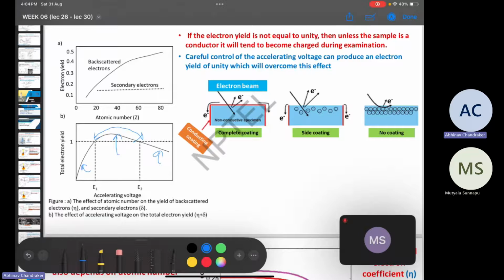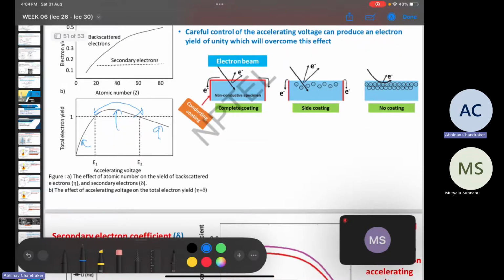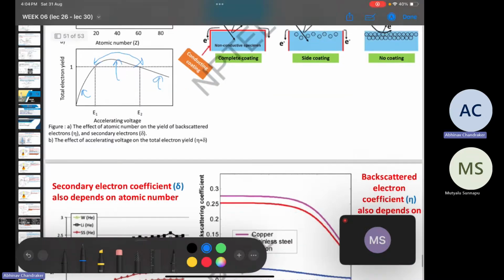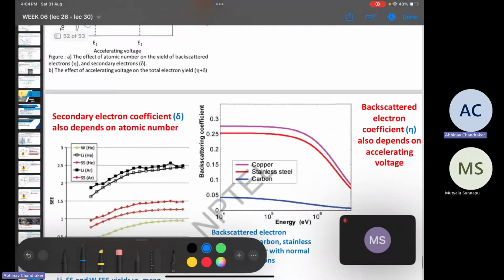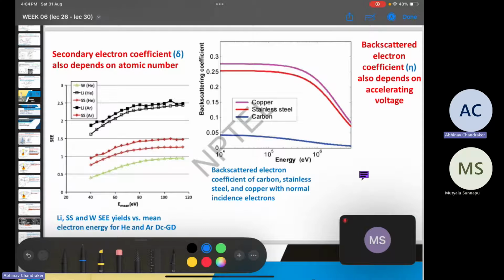To counter this, what we can do is make the specimen conductive by coating, or operate at those particular accelerating voltages where there is no charge accumulation.